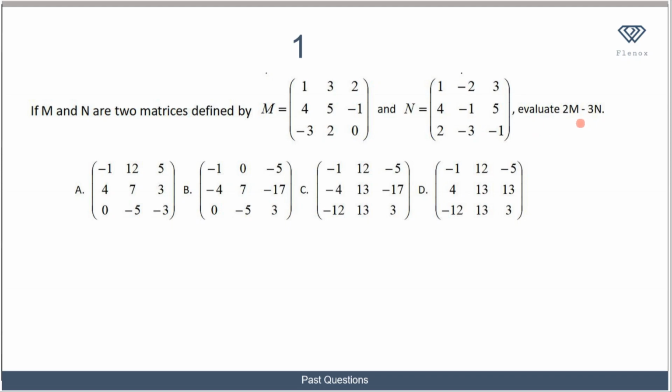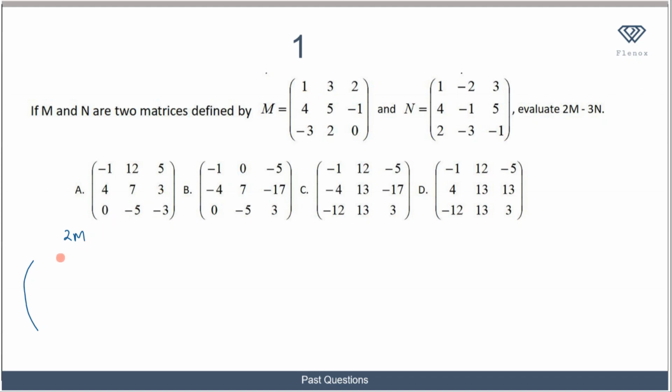So this is under the algebra of matrices, and the first thing we have to do is to find 2M, and to do that we multiply 2 by everything in M. So 2M will be equal to, let's write it out. Multiply 2 by everything that is within the cells of matrix M.